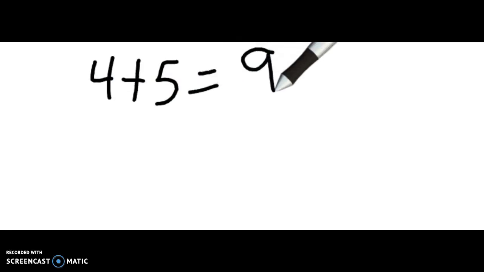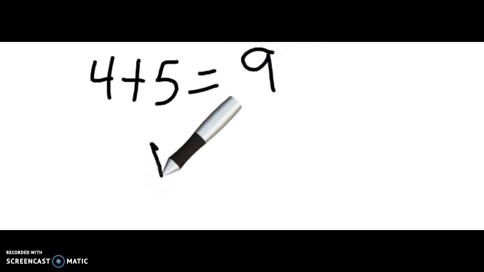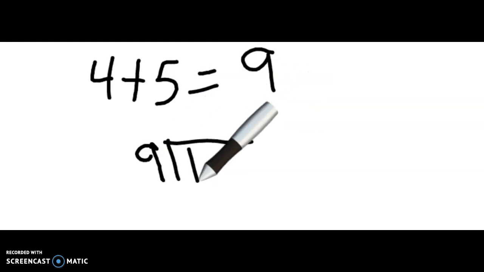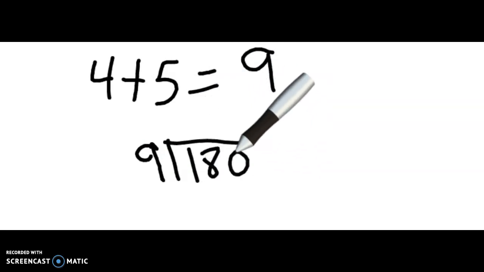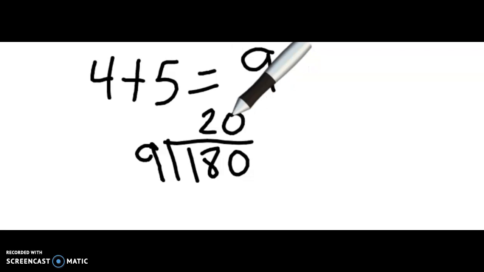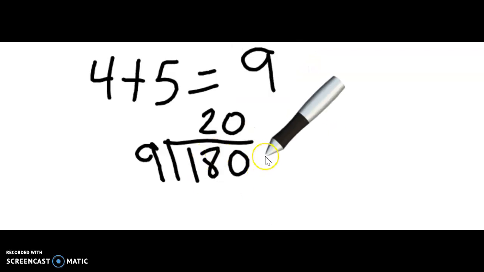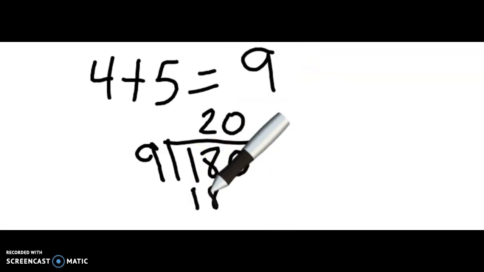Let me show you how you do that mathematically. So the first thing we're going to do is add our friend's cans and ours together, and it's going to equal 9. Now we're going to take our 9 and go into 180, and 9 goes into 180 20 times. Okay, so now there's our 180.